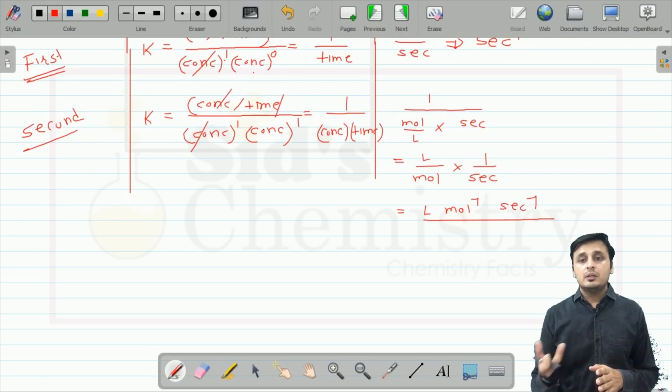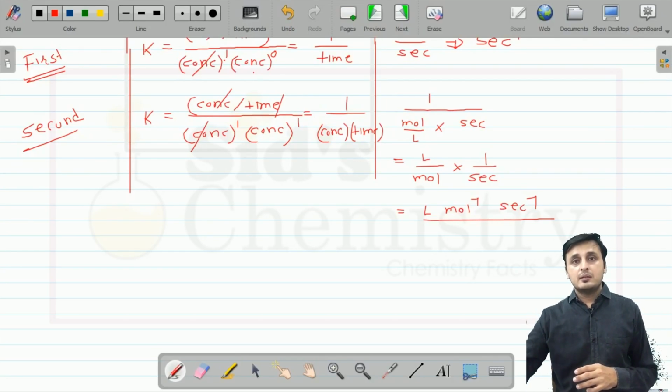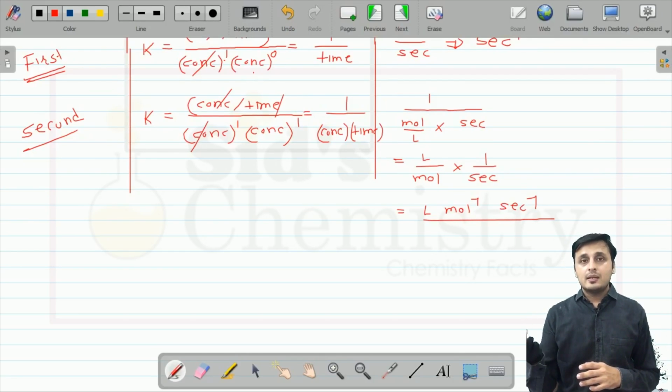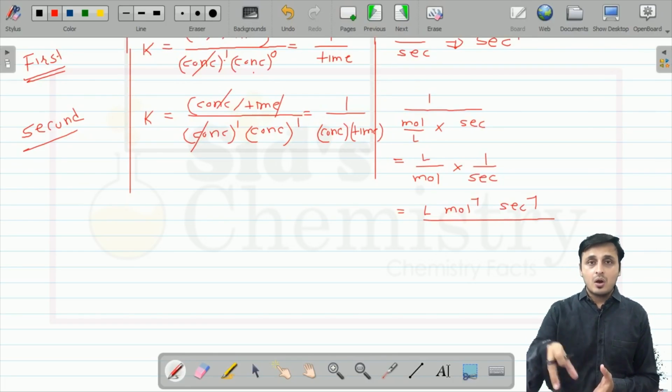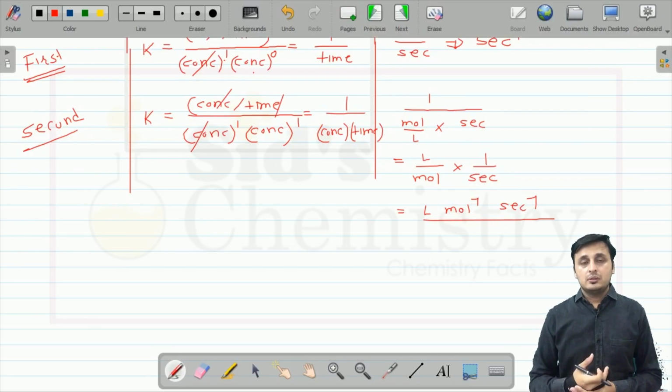For example, if the unit given for k is second inverse, then you can say that second inverse means it is a first order reaction. Time inverse means it is a first order reaction. So this is how you can also calculate the order of reaction by looking at the value of k and the unit. So this is all about the units of the rate constant.